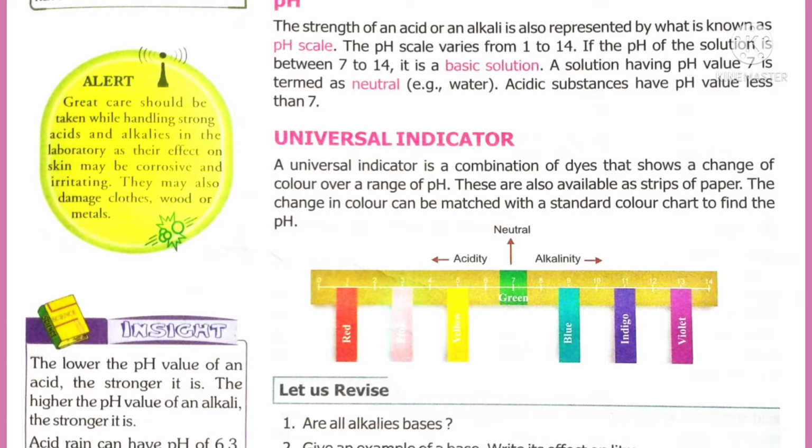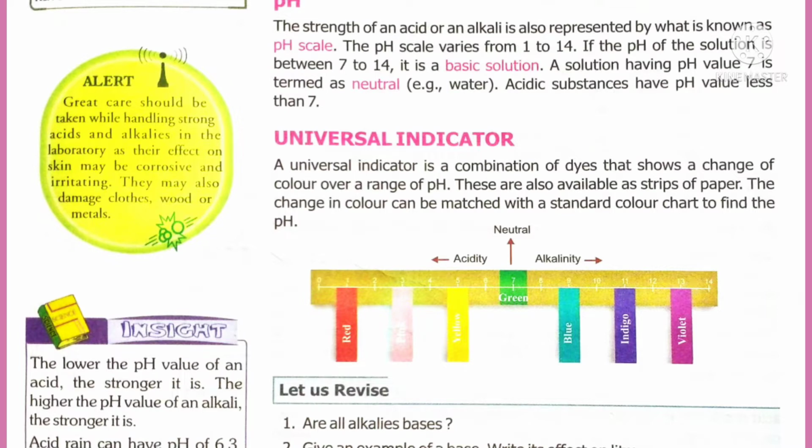Now we are going to study the term pH. What is pH? It is a scale which shows the strength of acid and alkali. pH means power of hydrogen ions in the solution. With the help of a pH indicator, we can find the strength of acid or alkali.